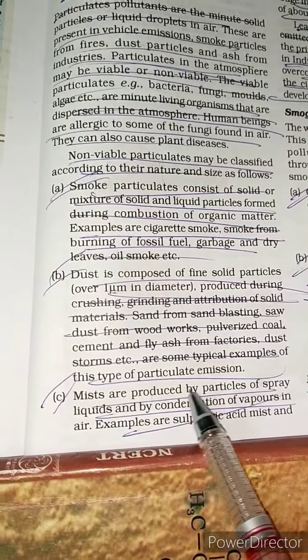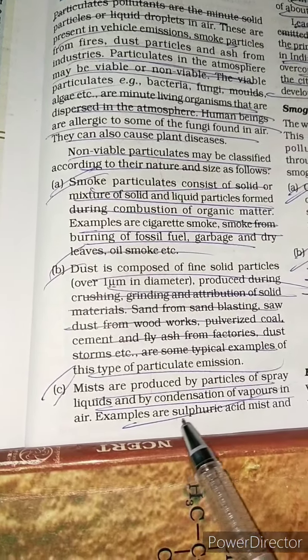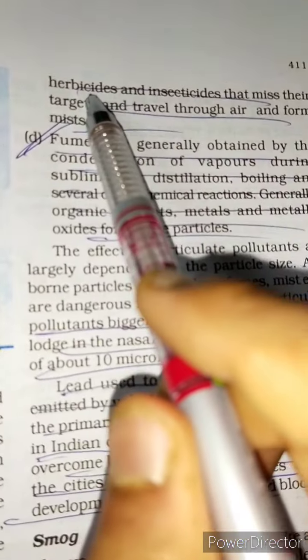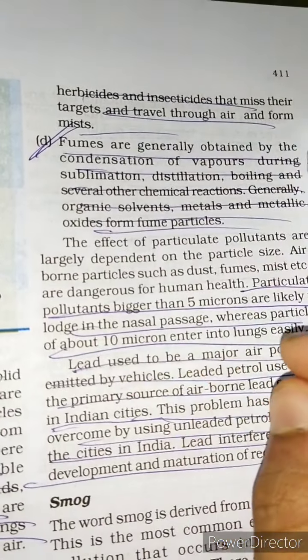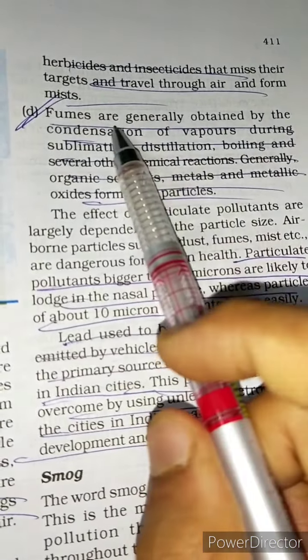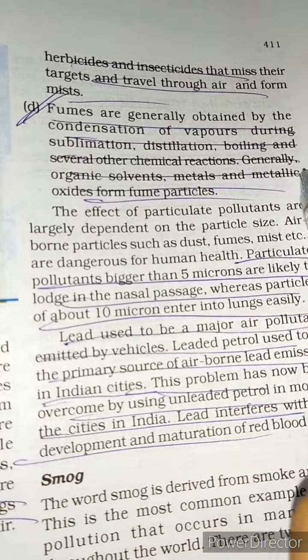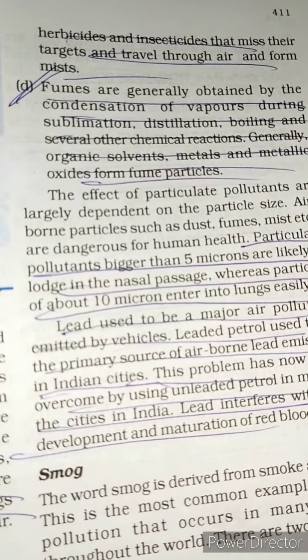Mists are produced by particles of spray liquid and condensation of vapors in air. Examples are sulfuric acid mist, and herbicides and insecticides that miss their targets and travel through air and form mists. Now, fumes are generally obtained by condensation of vapors during sublimation, distillation, boiling, and several other chemical reactions. Generally, organic solvents, metals, and metallic oxides form fume particles.